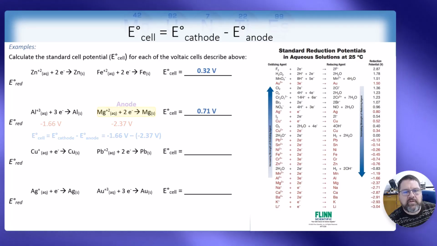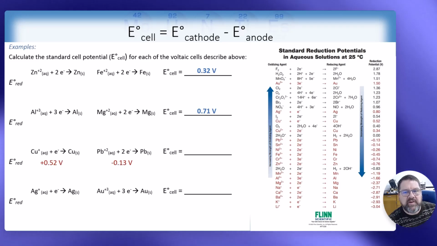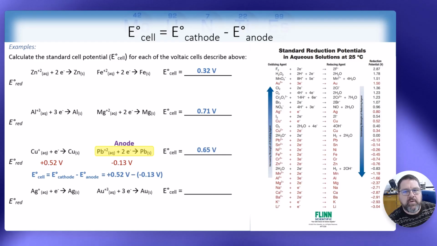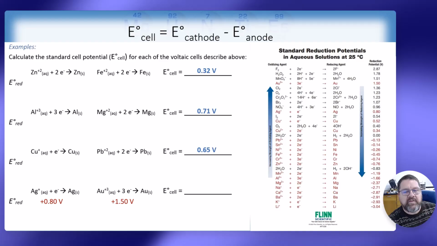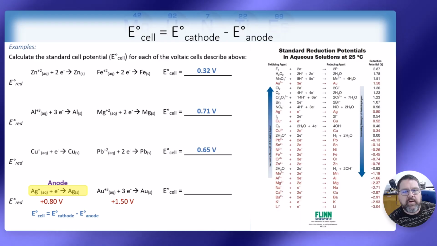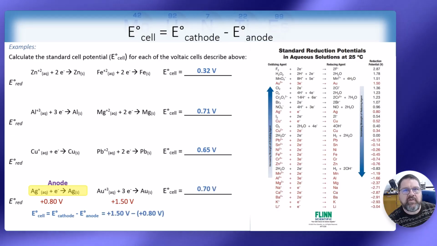Taking a look at these, all right. Looking at our standard reduction potentials, we see that lead is going to act as the anode. So when we calculate the standard cell potential here, you should get 0.65 volts. And for the final example, we see that both of them are positive values, but that means that silver is the one that's more negative, so therefore silver is going to serve as the anode. And so when we plug those values in, we should get a standard cell potential of 0.70 volts.